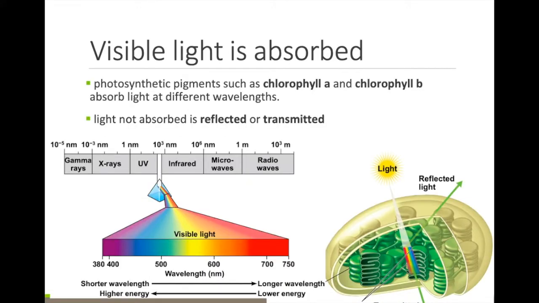Before we get into the actual process of the light reactions, first we need to discuss some of the properties of light. Light acts as both a wave and a particle. A wave goes up and down like this, and the wavelength is the distance from the top of one wave to the top of the next wave. So this is my wavelength.